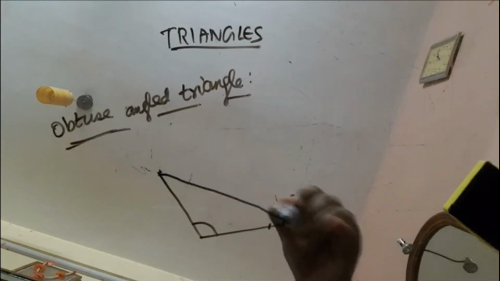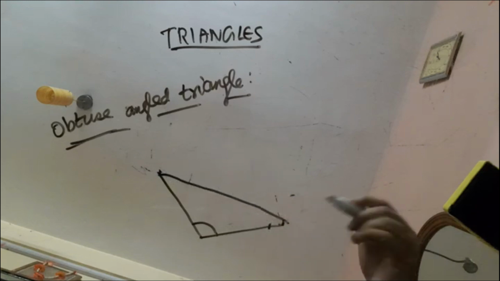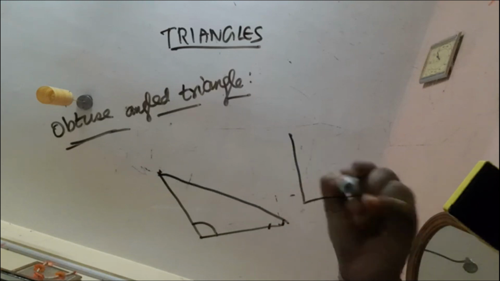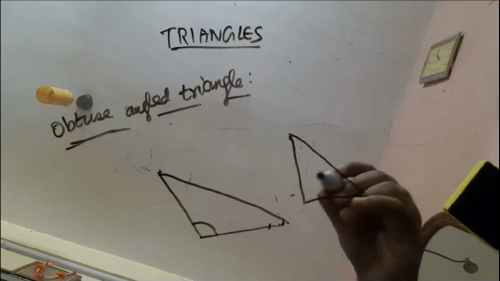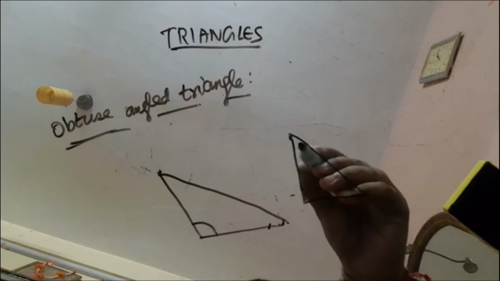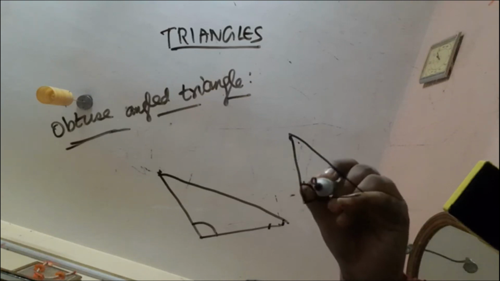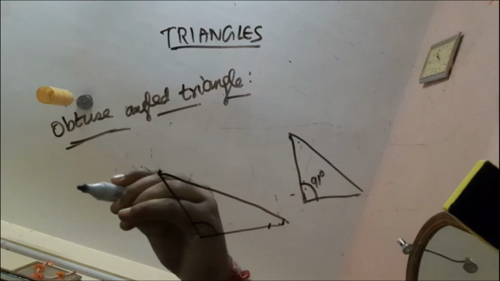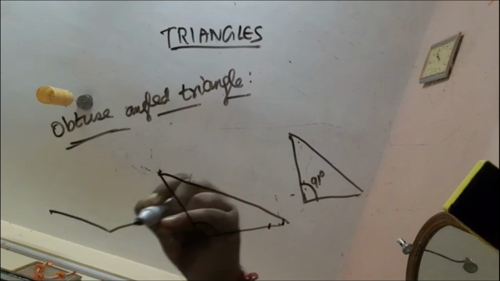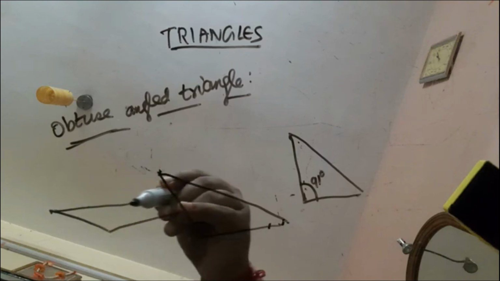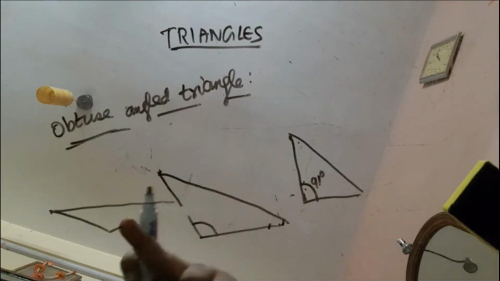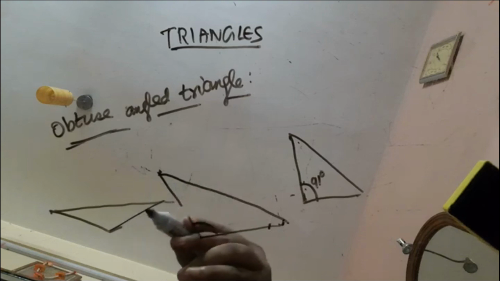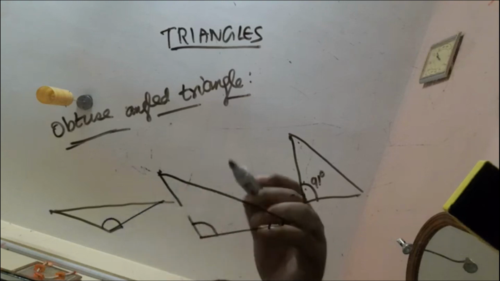So here this is an obtuse angle triangle, this is an obtuse angle triangle. It is not 90 degree, mind you. 90 degree is this one. It is 91 degree. Let's say this is 91 degree. It is an obtuse angle triangle. Let's say you have this triangle. So this triangle. This is an obtuse angle triangle.